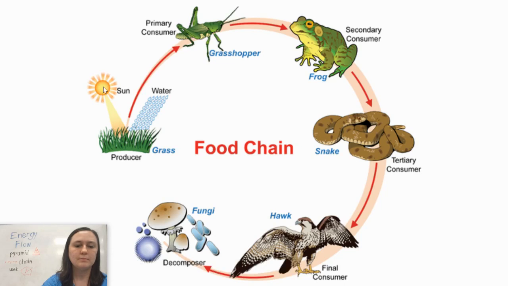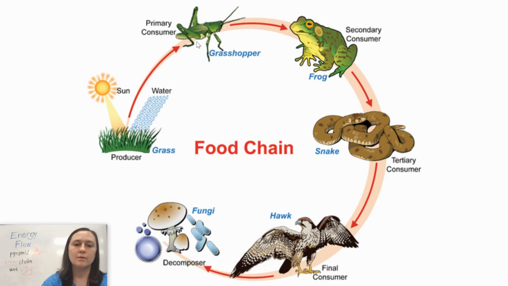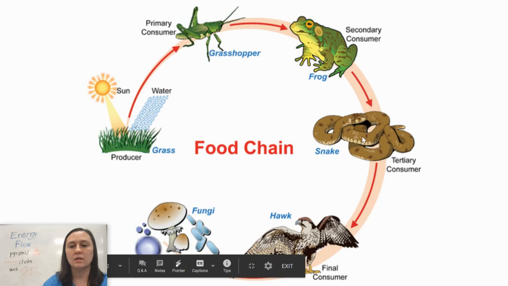So in this one, it even adds in the sun and the decomposers. That's just so nice. Usually you won't see the sun or decomposers in food chains. We'll talk about that a lot. So the energy from the producer goes to the grasshopper because the grasshopper eats the producer. The energy from the grasshopper goes to the frog because the frog eats the grasshopper. The energy from the frog goes to the snake because the snake eats the frog. The energy from the snake goes to the hawk because the hawk eats the snake.